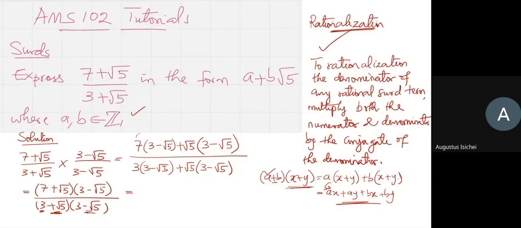I'll use 7 to multiply 3. This number outside, use it to multiply 3. So 7 times 3 is 21. I'll write it down. Then I'll use the same 7 to multiply minus root 5. 7 times minus root 5 is minus 7 root 5. You can't multiply a number by a root and take the number under the root. No, the number will be outside the root.